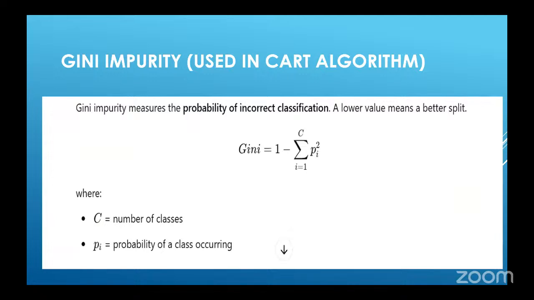Gini impurity measures the probability of incorrect classification. Of the total classification done, what is the incorrect classification? The lower value means better classification. If we get the lowest value while finding the incorrect classification, then whatever classification was made based on the data set is up to the mark. If you get a higher value, you have to redo the classification. Okay? Write down this formula.